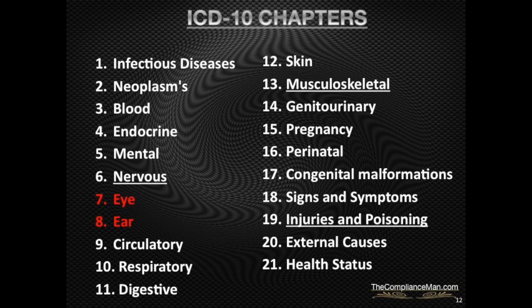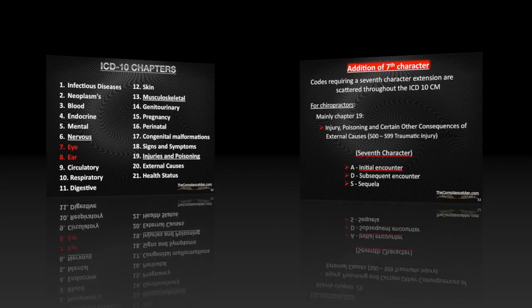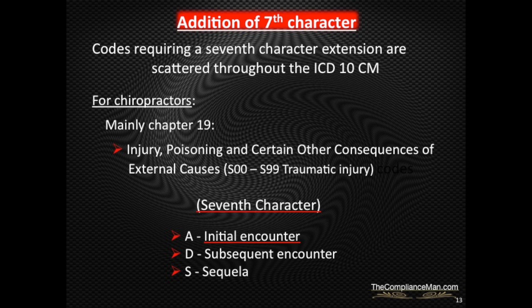On this slide, you'll see that they did expand the number of chapters from 19 to 21, but really all they did was add in two chapters, one for ear and eye, which in general will have no effect on chiropractic offices. This slide is important to understand because with ICD-10, they added the seventh character, or what they call an extension code. These codes are scattered throughout the ICD-10, but for chiropractors, you're going to mainly see it in Chapter 19, the code on injuries.